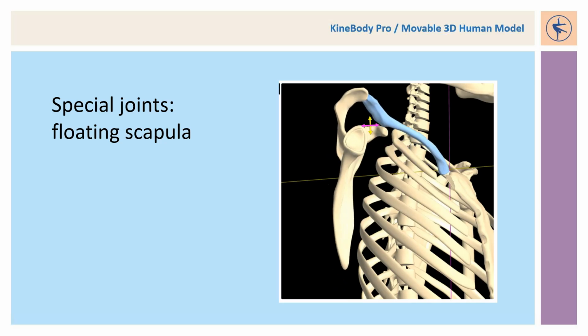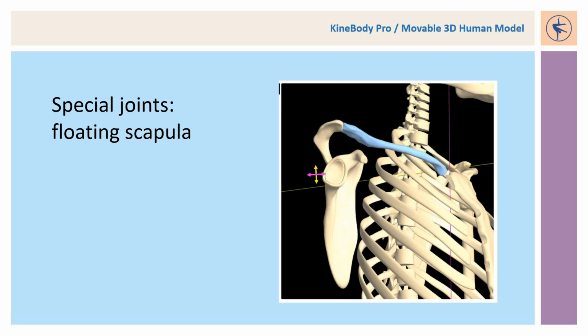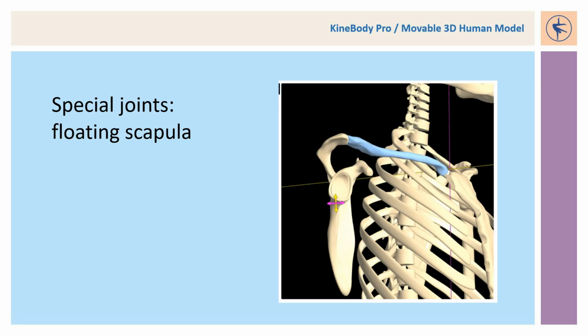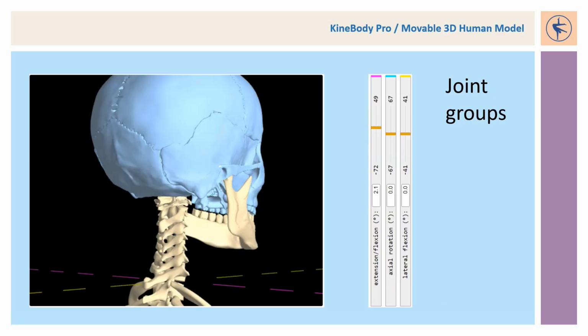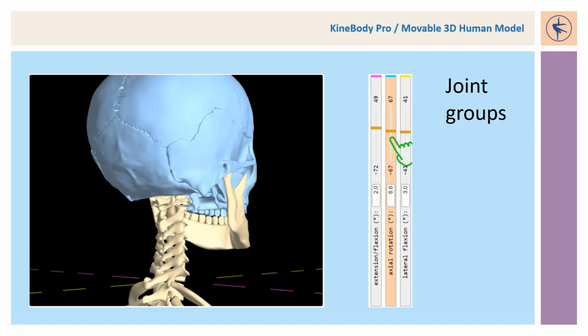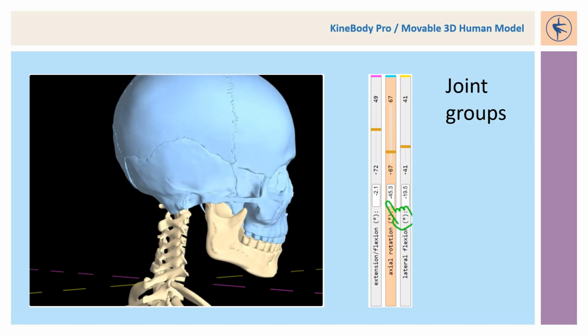Plus, KineBody Pro includes special provisions to handle complex joint behaviors, like that of the shoulder blade moving over the posterior ribs, and to handle groups of joints such as spinal segments using a single control.